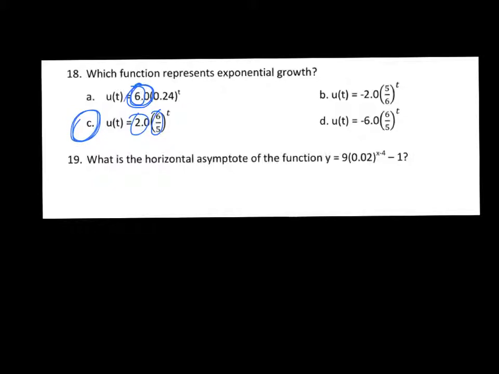What's the horizontal asymptote on number 19? We're just looking at this number right here, so y equals -1. So you really need to be familiar with those asymptotes and the basic shapes of these graphs, and you need to know how to plot points and what the end behavior should look like.